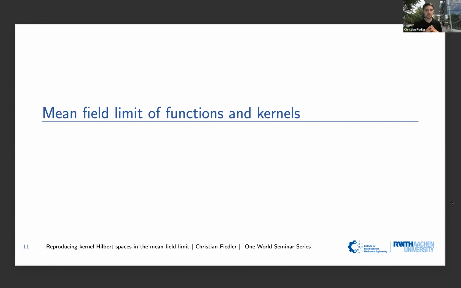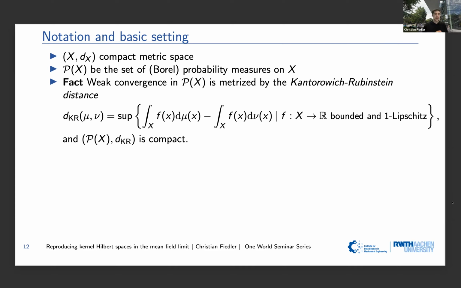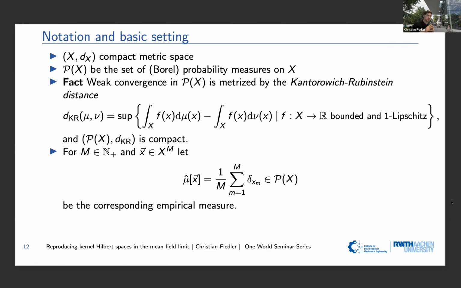So let's make precise what we mean by a mean field limit of a function or kernel. In order to do this, let us fix some notation and the setting. We work with a compact metric space and the Borel probability measures over this compact space. As is well known, the weak convergence, also called narrow convergence, of these probability distributions can be metrized by the Kantorovich-Monge metric. And it's also very well known that if you use this metrization, you get, again, a compact space of probability distributions.